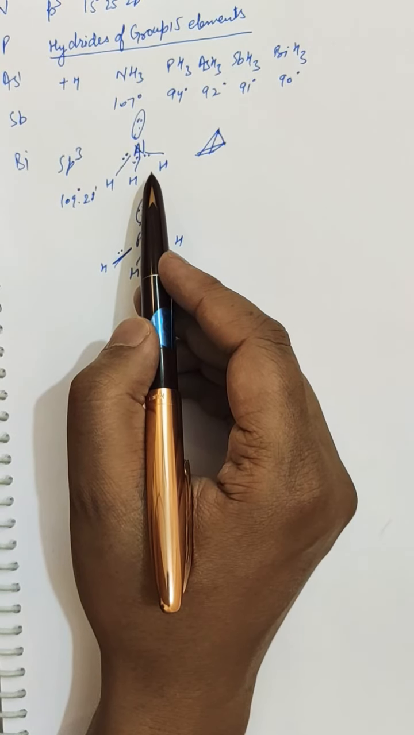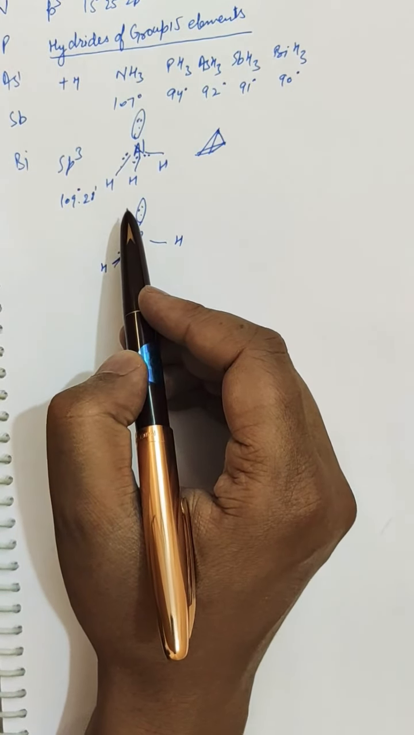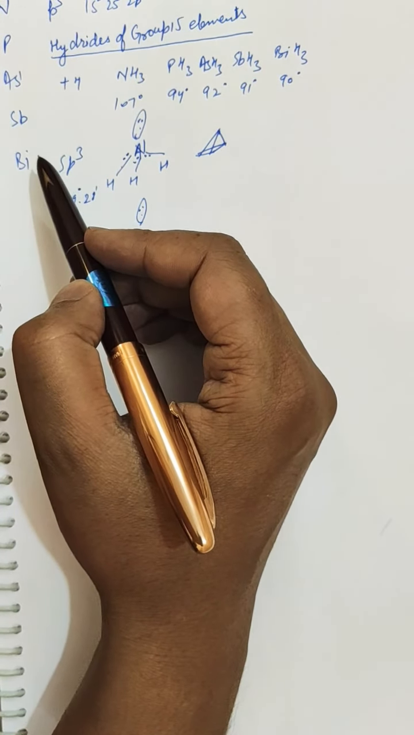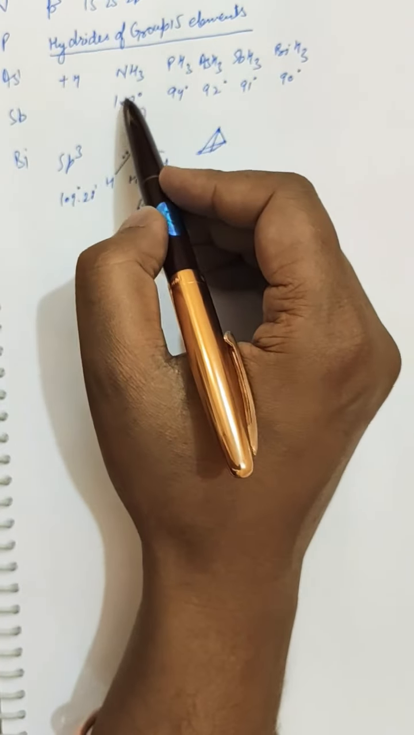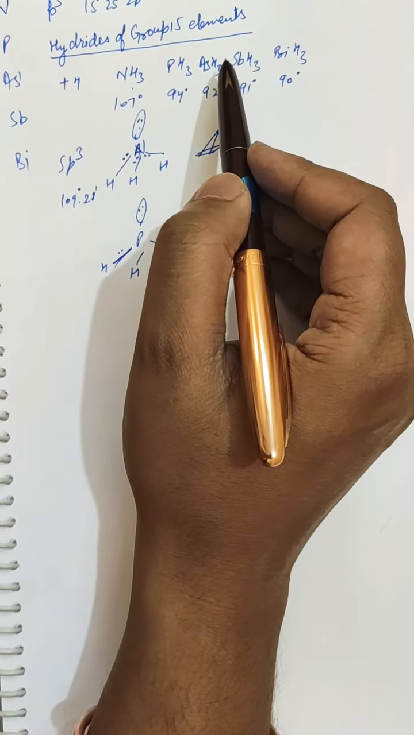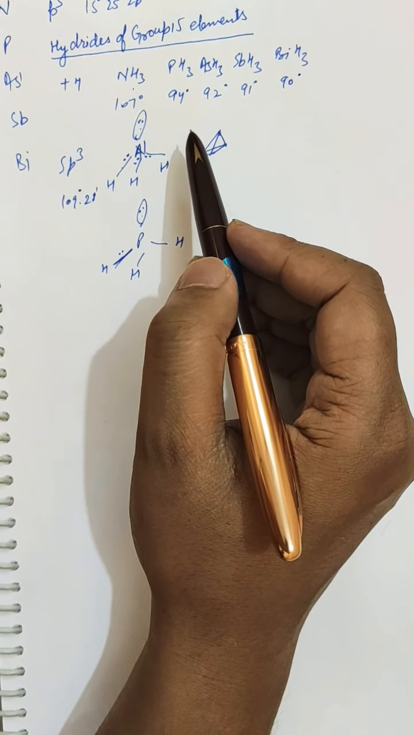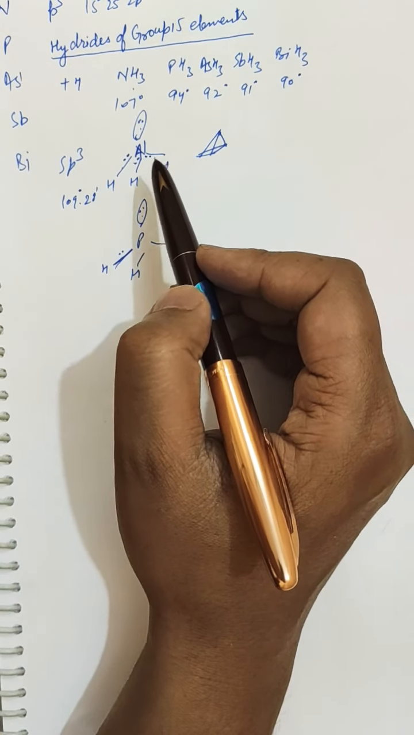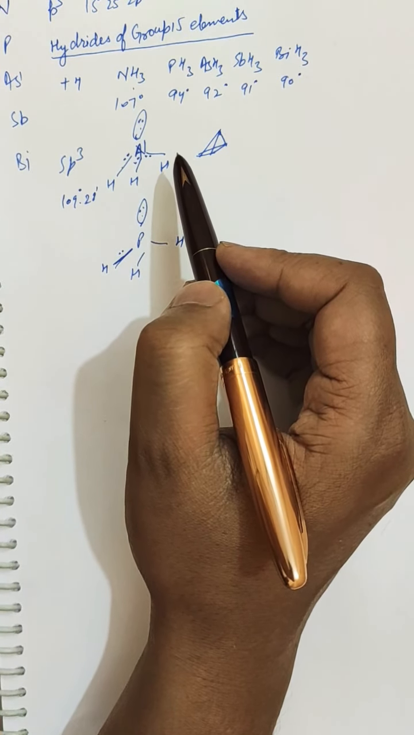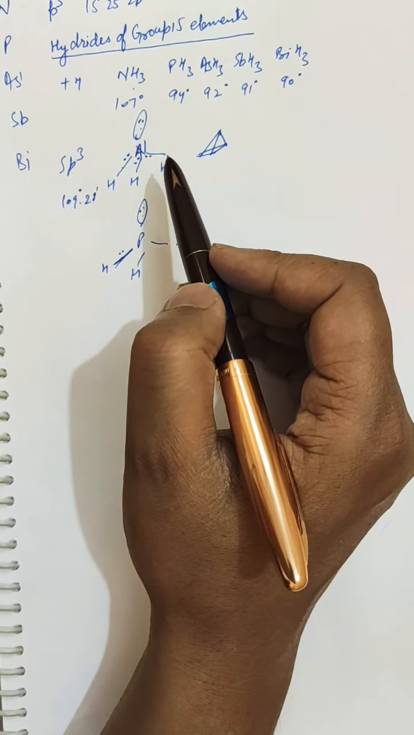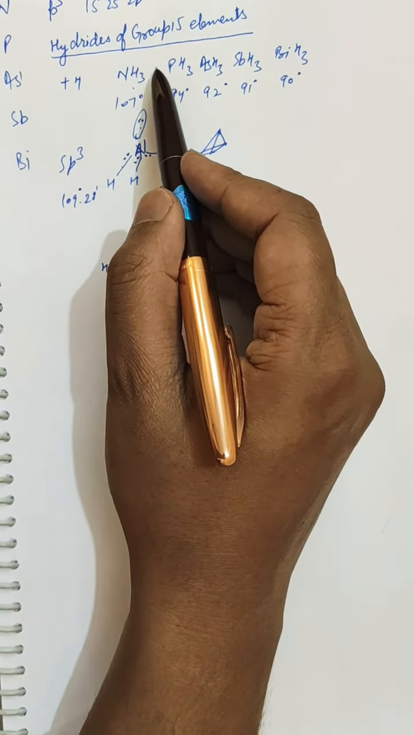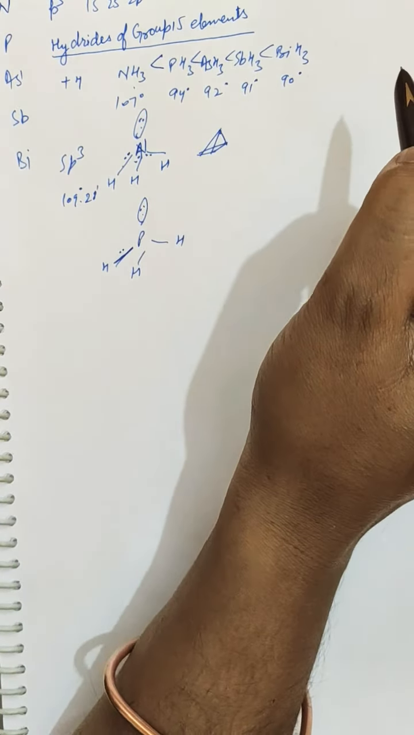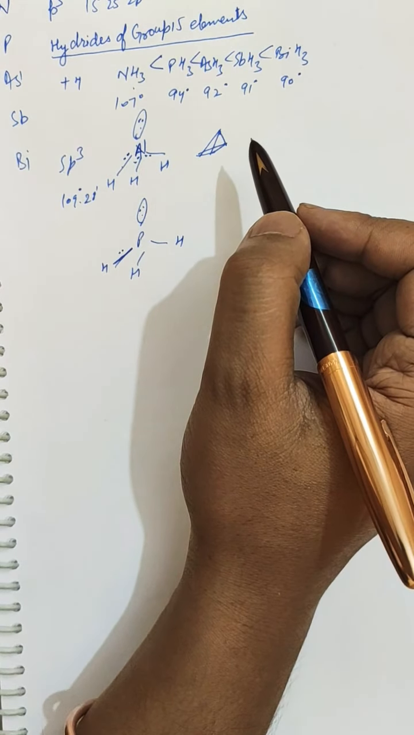Next is the thermal stability. The thermal stability of the hydrides of group 15 elements decreases as we move down the group. So ammonia is more stable as compared to all these hydrides. Further, the reducing character of the hydrides of group 15 elements increases from NH3 to BiH3. So the increasing order of reducing character is the reverse of the stability order. Next is the boiling point.